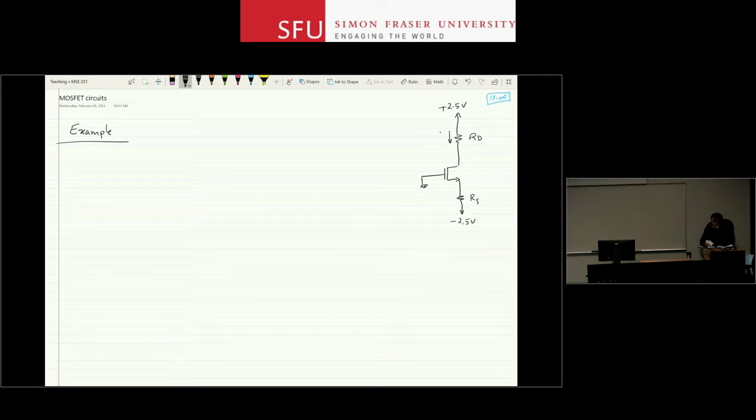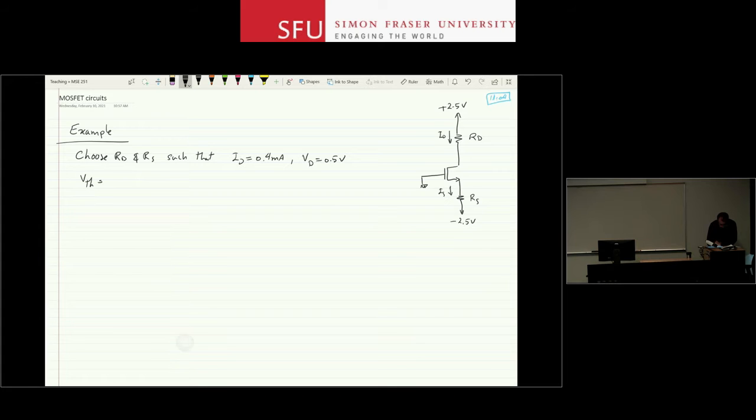So ID goes into the drain, IS comes out of the source for an N MOSFET. The question says, choose RD and RS such that ID is 0.4 milliamps and VD is half a volt. Okay, and then the device parameters are given as well.